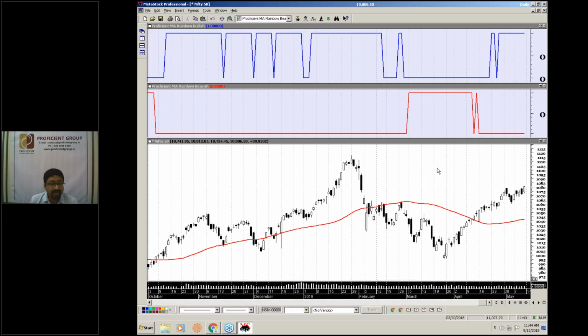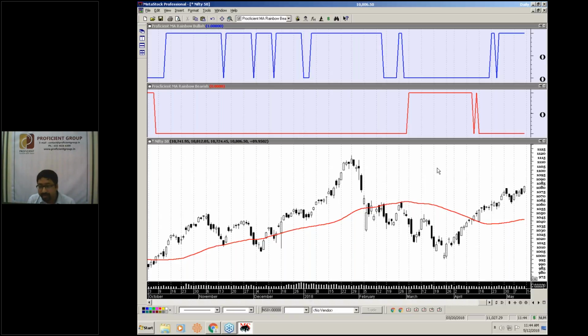indicators, 2 different oscillators that we have created, and I have explained the rationale behind these indicators in many of our previous webinars. You can go back and check the concepts. This much I can say right now, that these indicators are called Proficient Moving Average Rainbow Bullish, the blue one, and the red one we have named Proficient Moving Average Rainbow Bearish. These 2 indicators are actually derived from moving averages, right?